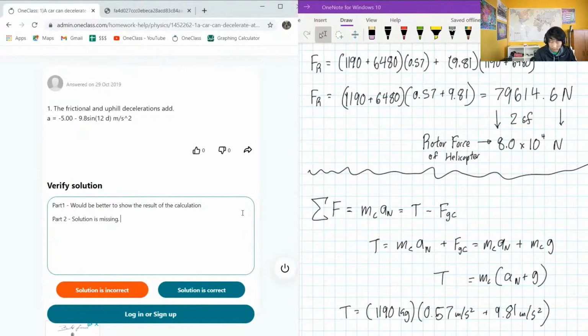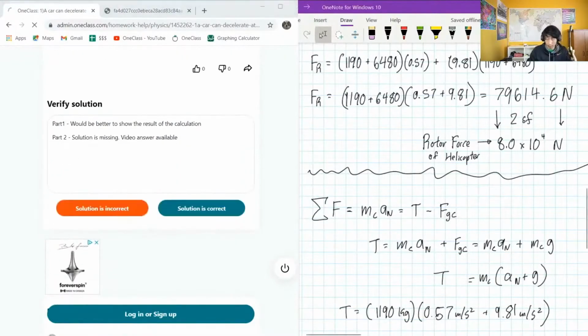Solution is missing. Video answer available. Cool.